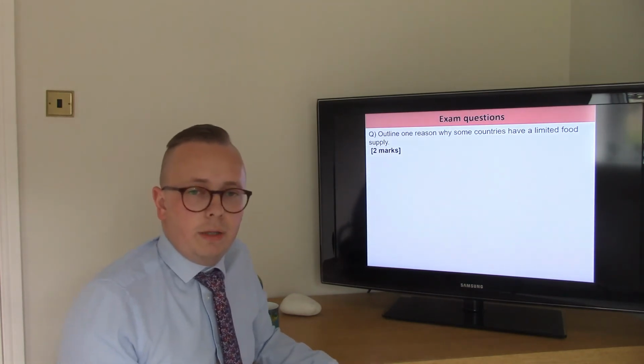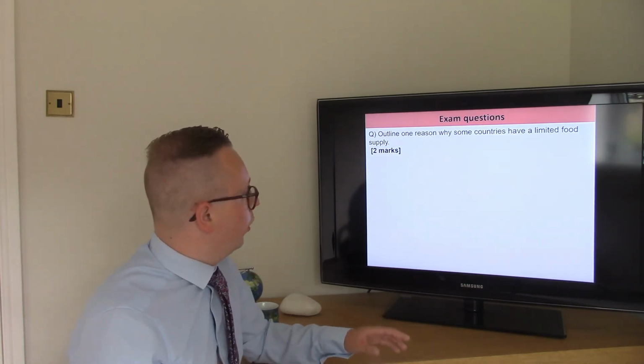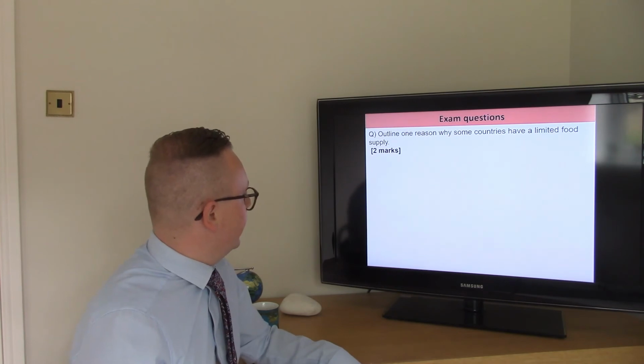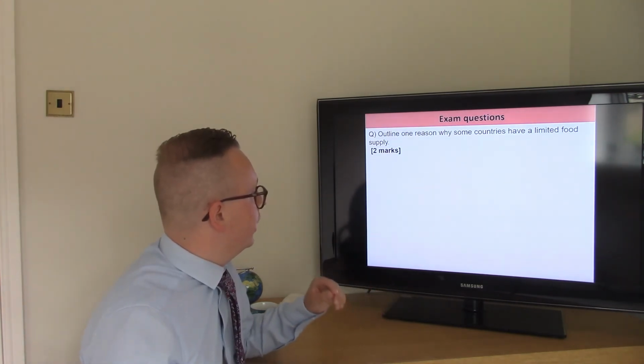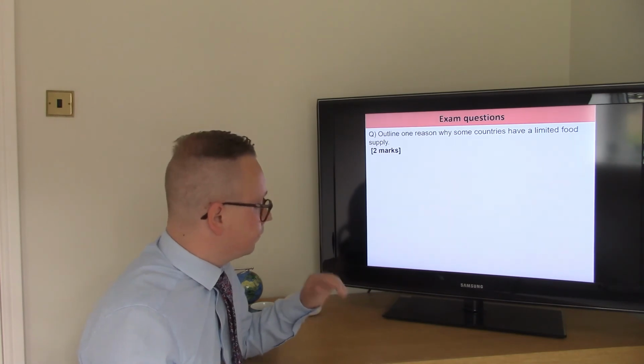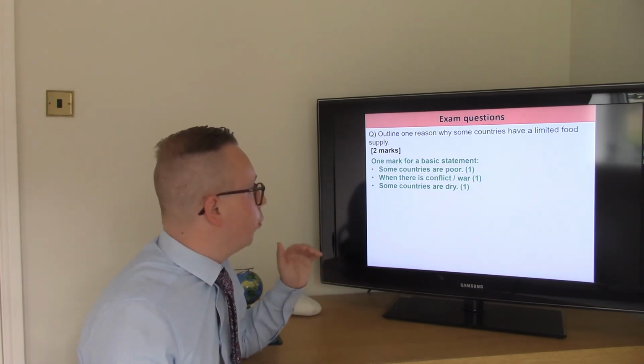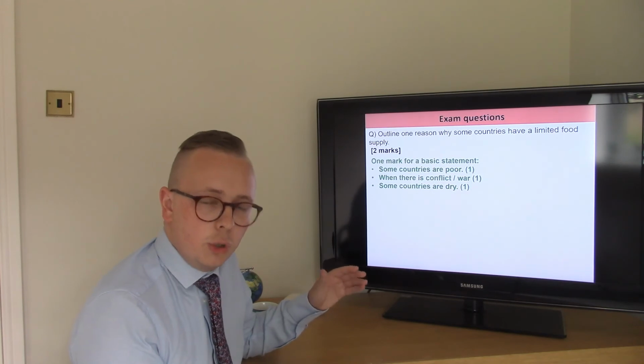And we'll just finish off by looking at an example exam question, just a short one on this specific topic. And it's just a 2-marker that says outline one reason why some countries have a limited food supply. It's only 2 marks, but it only says one reason, so we're not going to get marked 2 separate marks here.